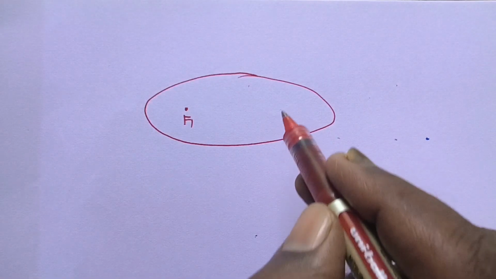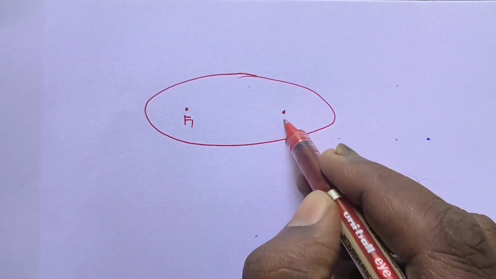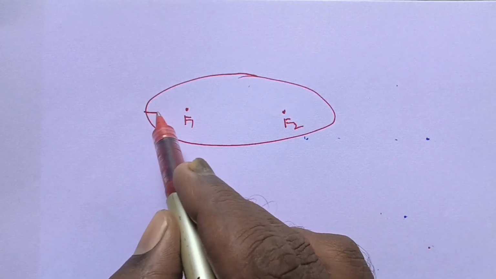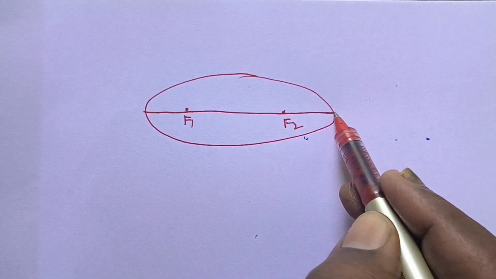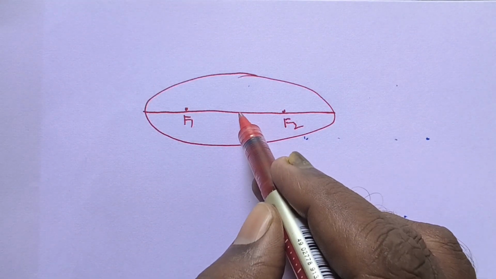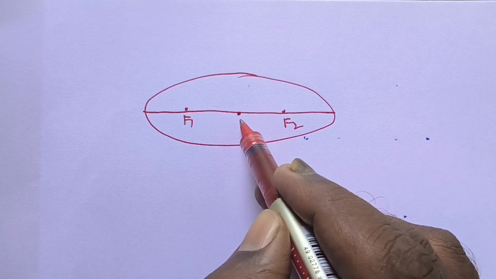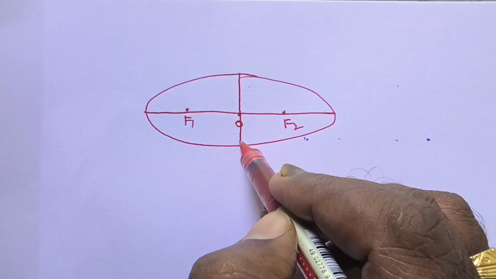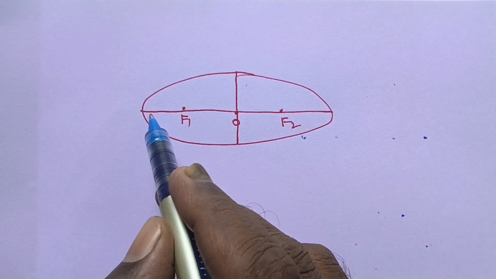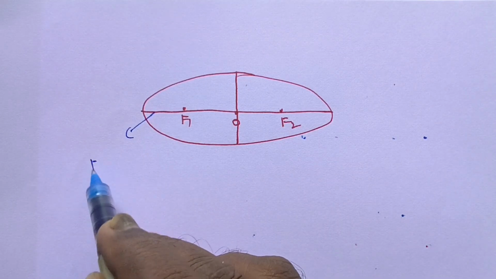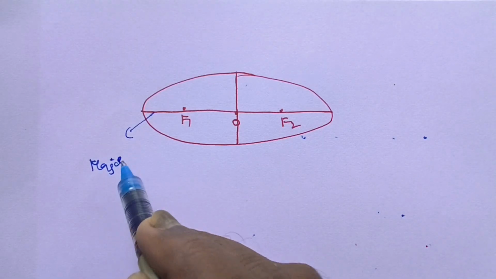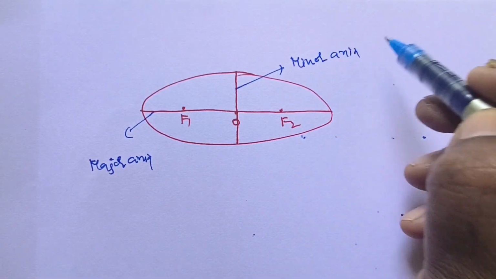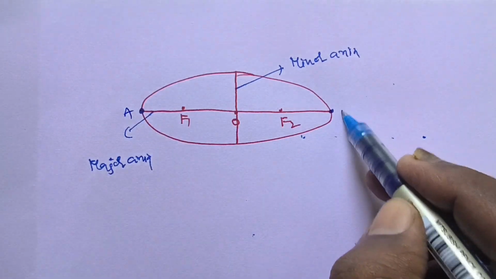Let us check the major and minor axes and their lengths here. Here is the line segment joining the foci F1 and F2, and this is the midpoint O of this line segment. A line segment passing through O, which is perpendicular to this line segment. So the horizontal line segment passing through F1 and F2 is called the major axis, and the vertical line segment passing through O is called the minor axis.